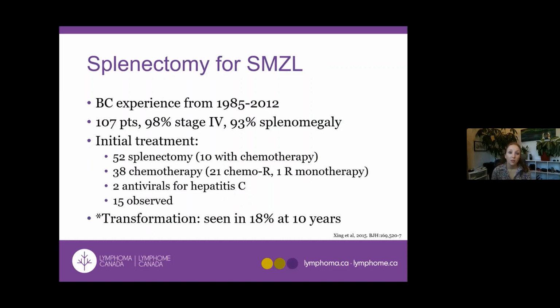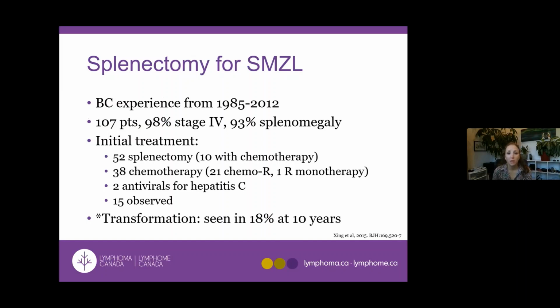There's a couple of different scenarios that I'll talk about that are specific to subtypes. The first one is for splenic marginal zone lymphoma. We used to take out spleens all the time before we realized that maybe there were some downsides to taking out spleens. But this can actually be an effective treatment for splenic marginal zone lymphoma specifically.